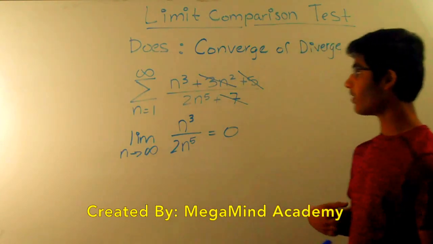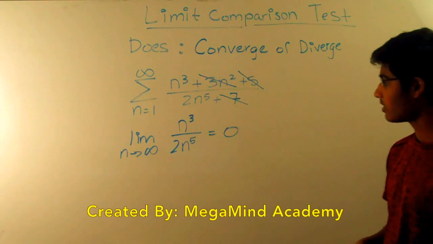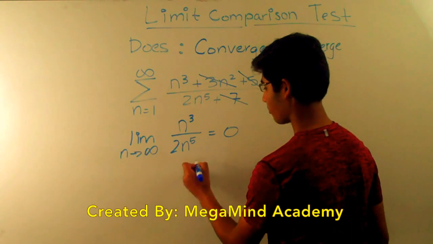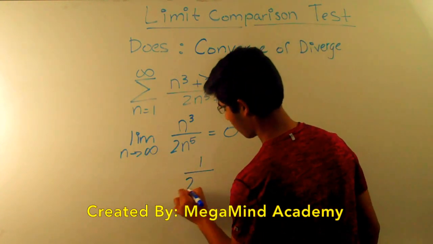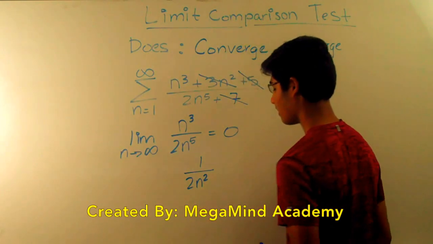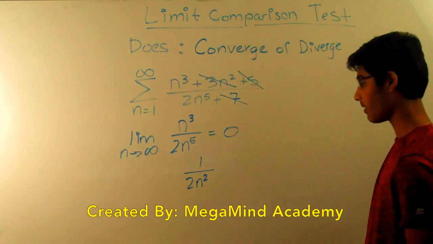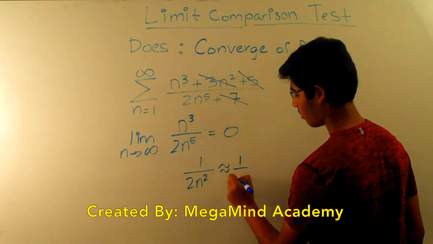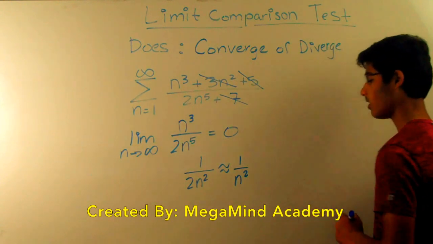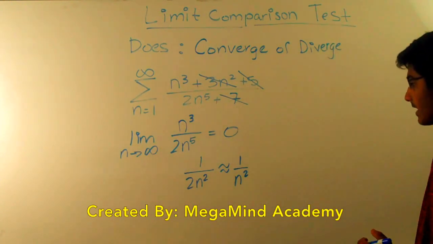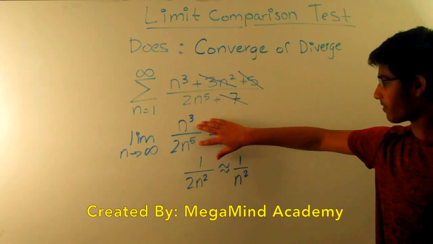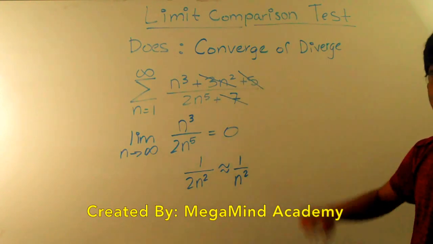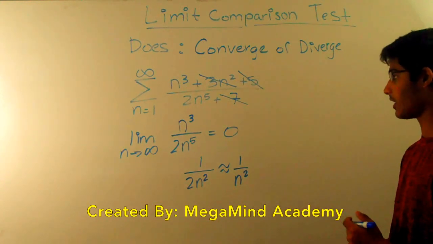So let's move on to the limit comparison test. As this goes to infinity, we can see that this can be reduced to 1 over 2 times n squared. Now 1 over 2 times n squared, as we approach infinity, will become similar to 1 over n squared. So we can use the limit comparison test and compare this function, which is what this becomes as it approaches infinity, to this function here.